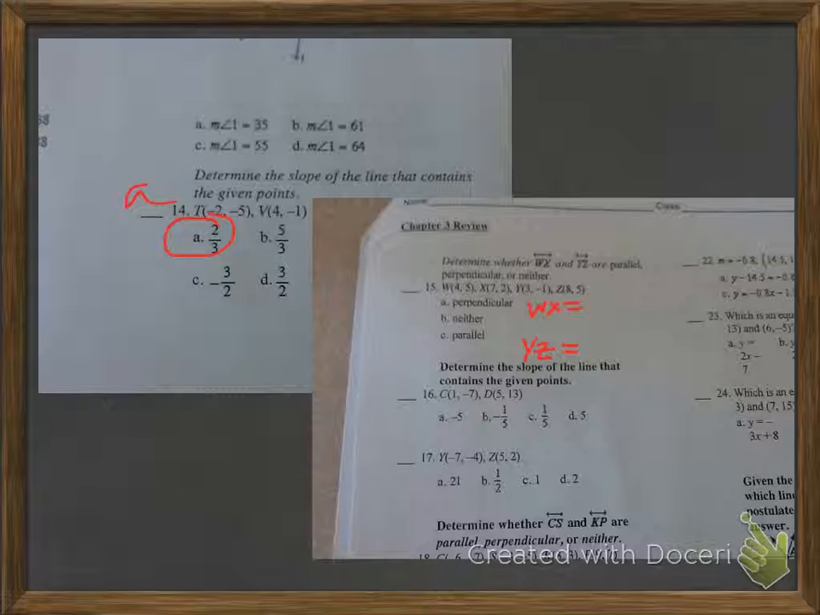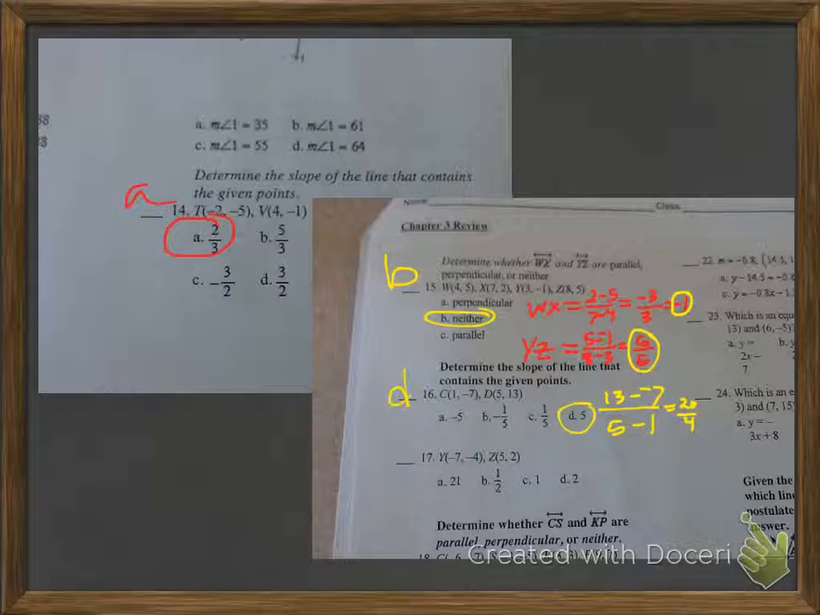But 15 is, are they parallel, perpendicular? Neither. So you get slopes of both, and then you compare them. So I'm going to do slope on each of those. -1 for the first one, 6/5 for the other. That's a neither. And then down below it says get the slope of the line that contains these points. That's the same as saying what's the slope. 20/4, which is the same as 5.